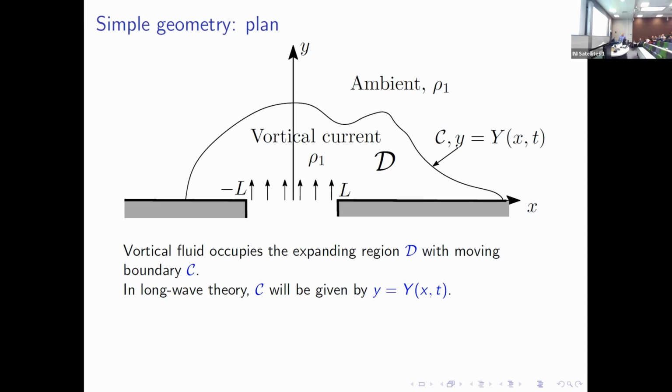I'll call that boundary C, but we'll eventually assume the long wave approximation that it's single valued, and then the boundary will be given by capital Y of X and T. And it's capital Y which is going to be our variable that we want an equation for.